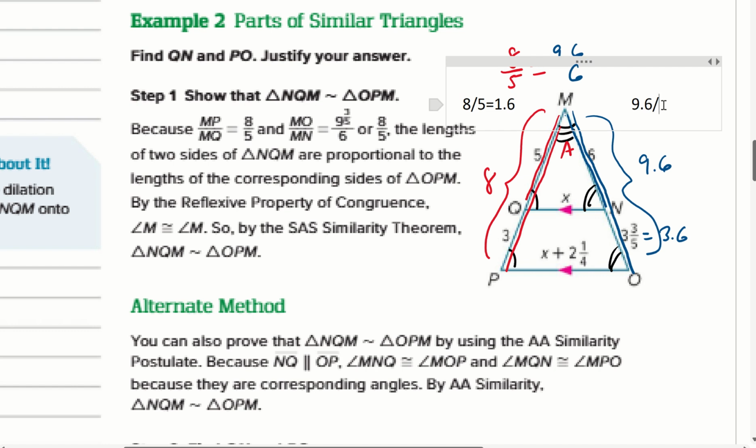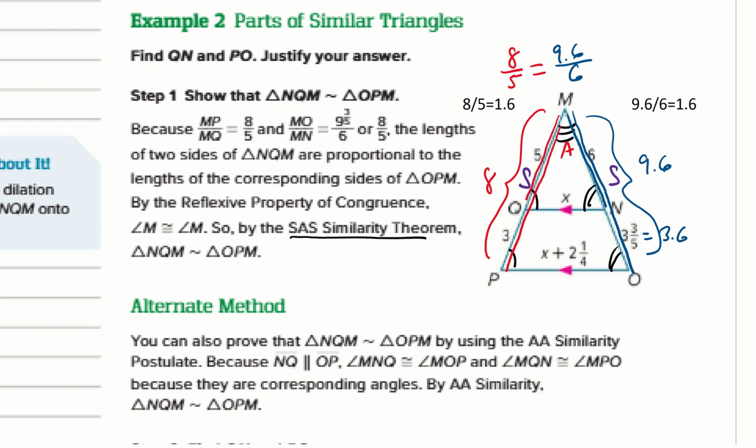So let's fix that here. 9.6 divided by 6. And look, they're the same. 1.6 for both of them, right? Therefore these two sides are proportional. So we have side, angle, side, and therefore it's similar by side, angle, side. All right, so there are a few different ways to do that.